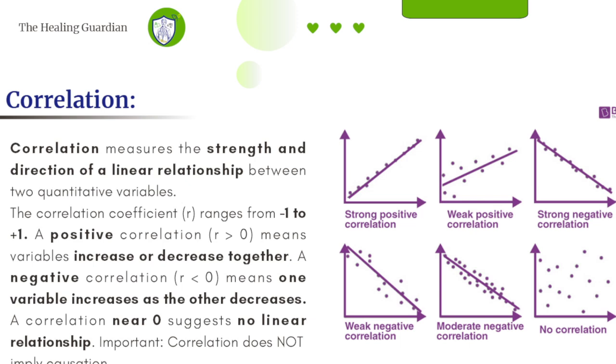Positive correlation means that when one variable increases, the other one also increases. The opposite is true. If one value increases while another one decreases, we say that they have a negative correlation.